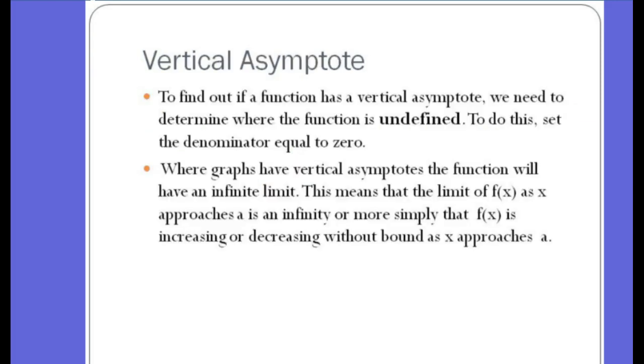To find out if a function has a vertical asymptote, we need to determine where the function is undefined. So we know in mathematics we can't divide by 0, so the function will be undefined where it's division by 0. To do that, you set that denominator equal to 0 and solve for x. Where graphs have vertical asymptotes, the function will have what we call an infinite limit. So where they have a vertical asymptote, we have what we will call an infinite limit.